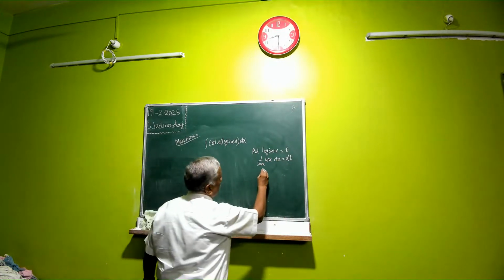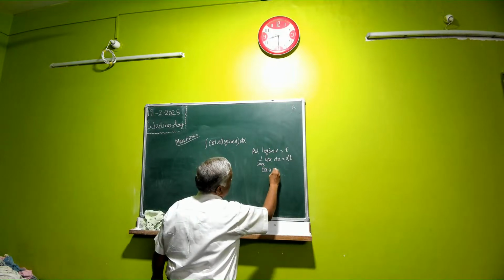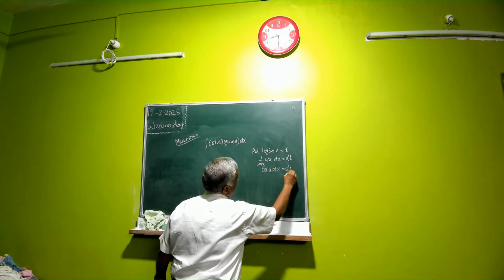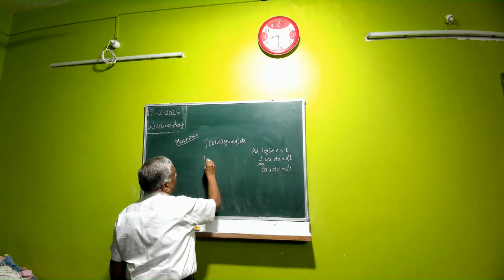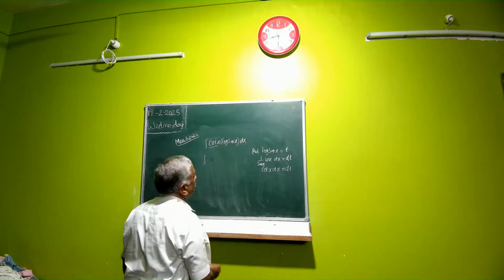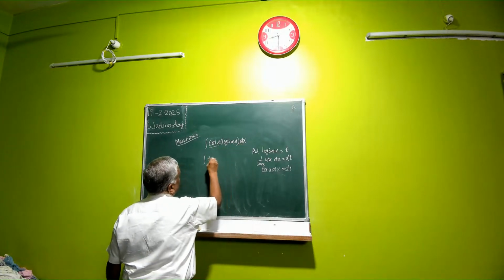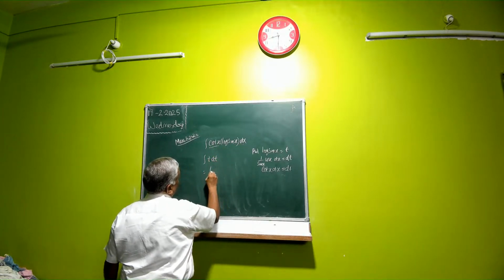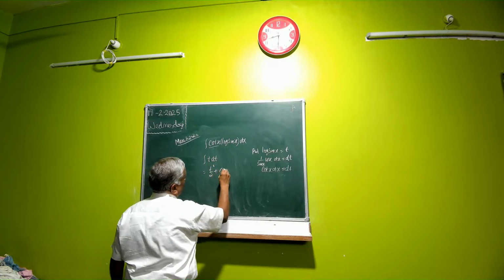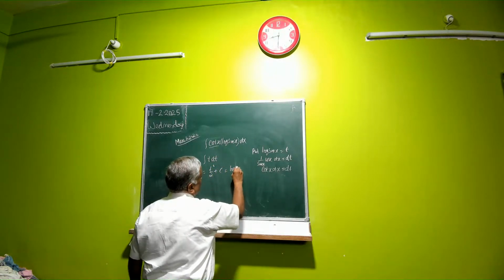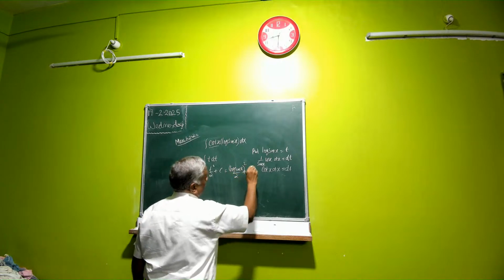So, what is this? Cot x dx is dt. So, this is going to be cot x dx is dt, log sin x is t, it is t dt. So, very simple one. t square by 2 plus c, that is log sin x whole square by 2 plus c.